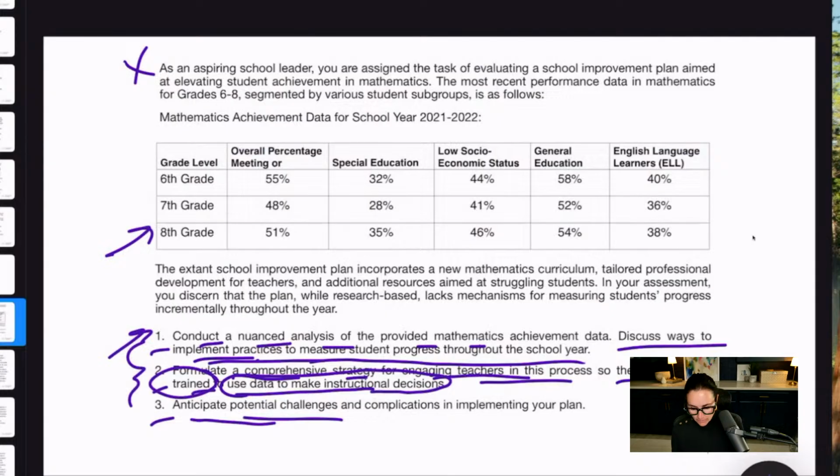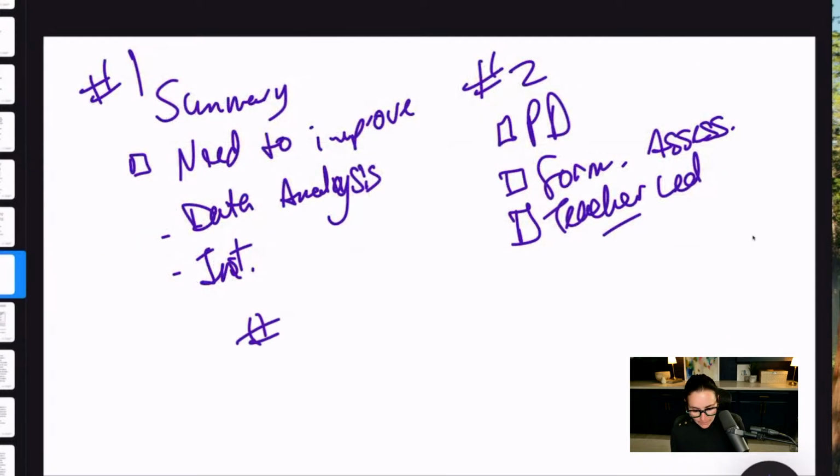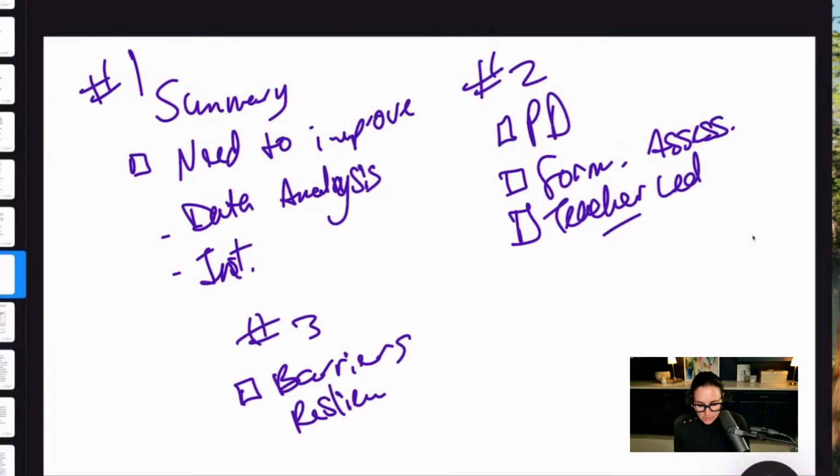So number 3 is going to be barriers and resilience, because resiliency is a big one on this exam. What do you do when you see barriers? If you're a good leader, you climb over them, you knock them down, you figure out a way to get past them, right? So this is how my paragraphs are going to go.